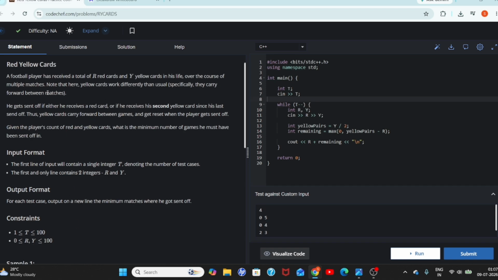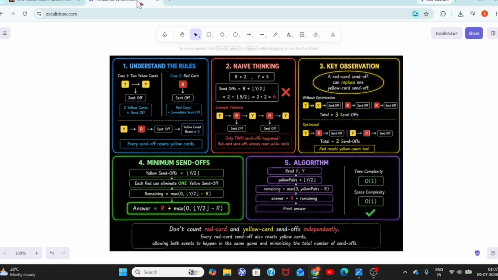So here is our next question, red yellow cards. A football player has received a total of R red cards and Y yellow cards. He gets sent off if either he receives a red card or if he receives his second yellow card. So we need to minimize the count of sent offs. So let's move to the whiteboard and understand the rule.